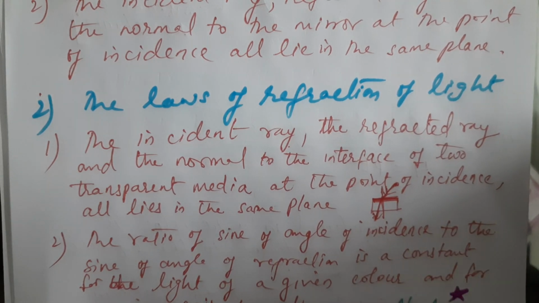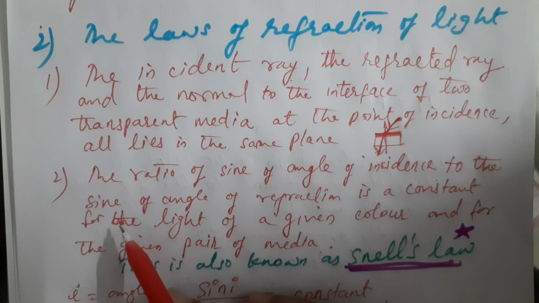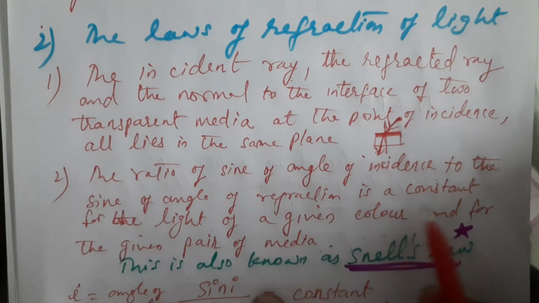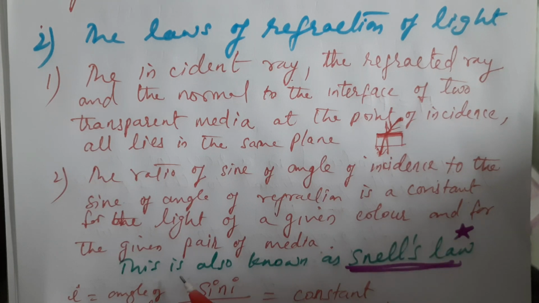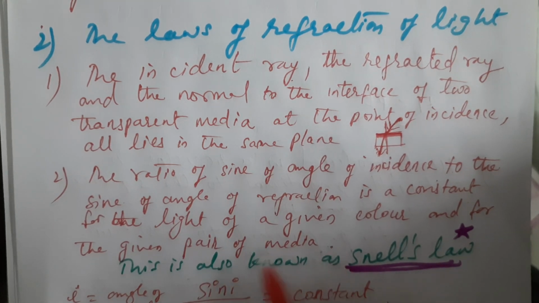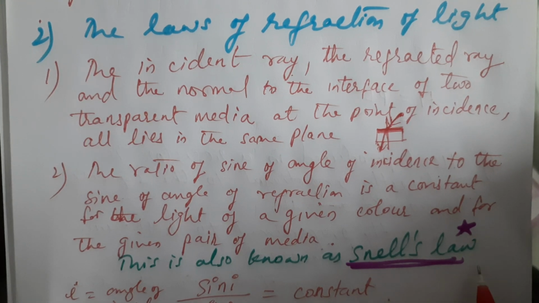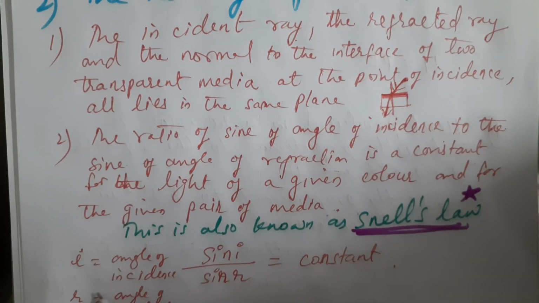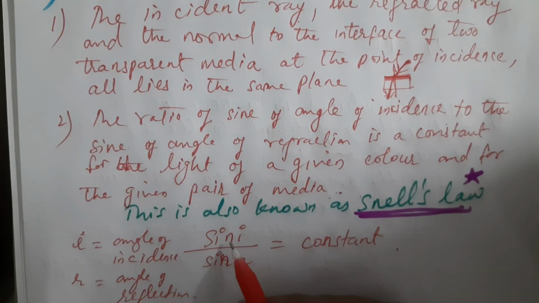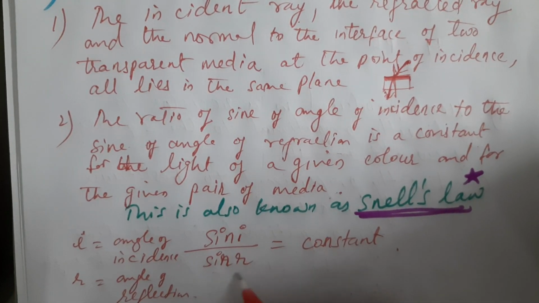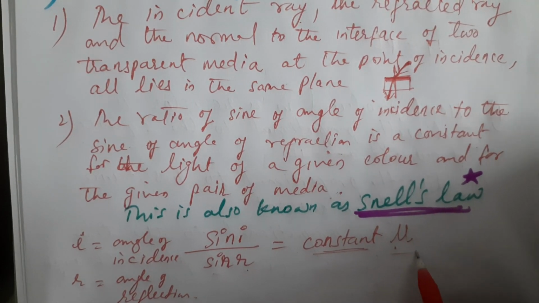That is the first law. Now the second law, the ratio of sine of angle of incidence to sine of angle of refraction is a constant for the light of a given color and for the given pair of media. This law is also known as Snell's law. Sometimes they can ask a one mark question, state Snell's law, where I is angle of incidence and R is angle of refraction. Now here sine I to sine R gives a constant which is called refractive index and is represented by mu.